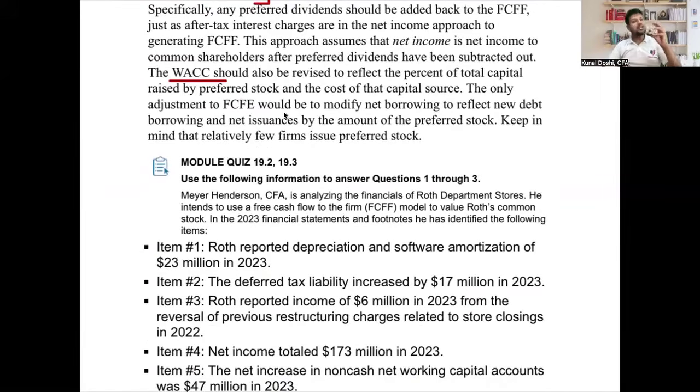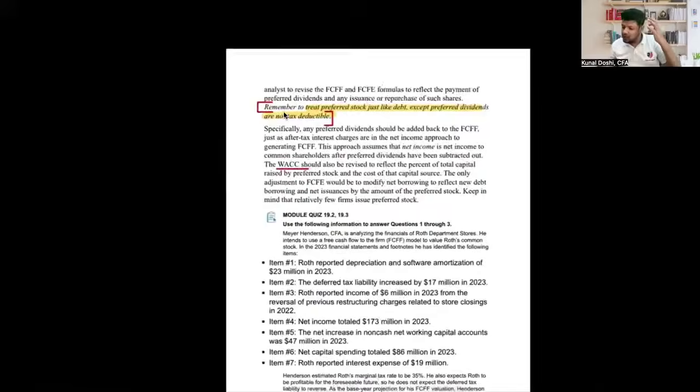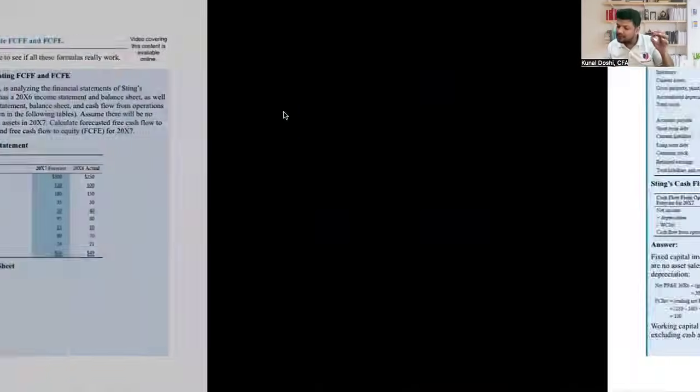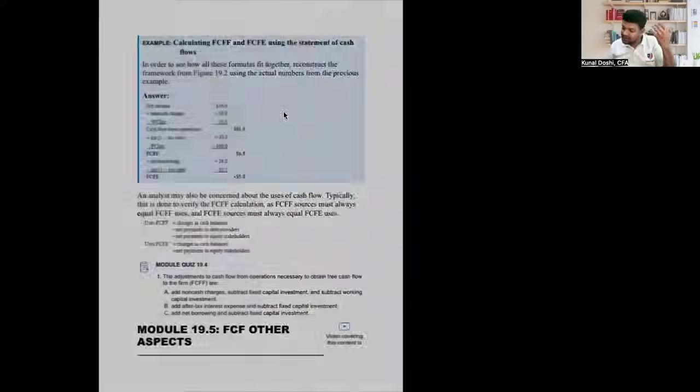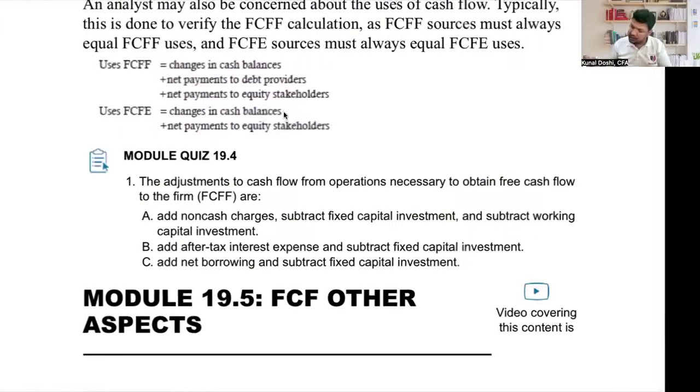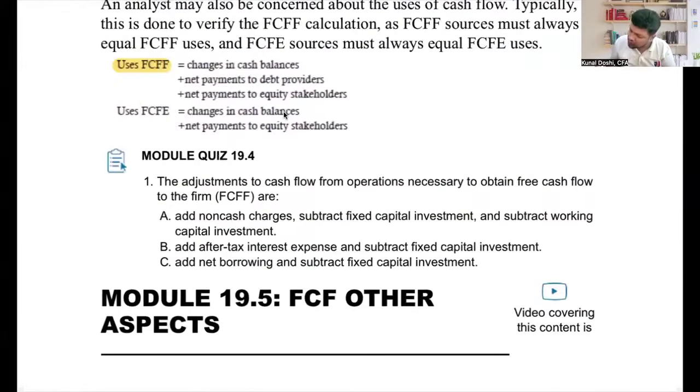Now, once you derive the FCFF and FCFE, then you have to utilize the same in a single stage, multi-stage, Gordon's growth. The process is going to be the same. There's no difference in the process of deriving the future valuation of the company. Correct? Uses of FCFF and uses of FCFE. Remember, FCFF is for debt and equity both, but FCFE is only for equity shareholders.